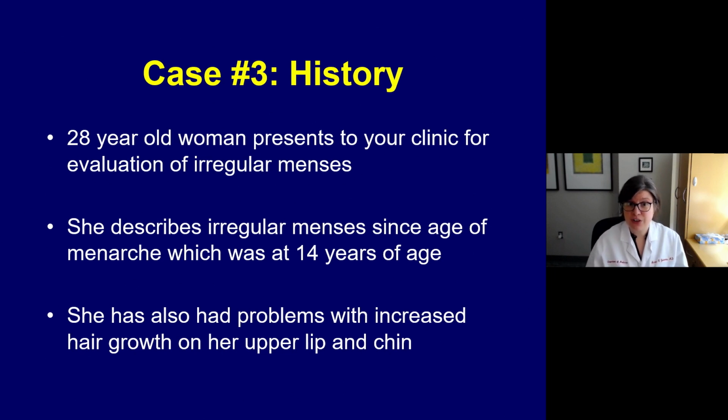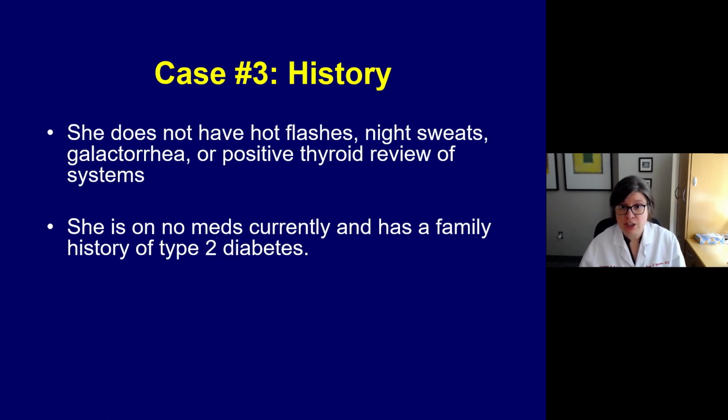So now I'm going to move on to the third case, which is extremely common in practice, and we can talk a little bit about diagnosis and management. This is a 28-year-old woman who presents to your clinic for evaluation of irregular menses, and she describes irregular menses since the age of menarche, which was 14 years of age. She's also had problems with terminal hair growth, with increased hair growth on her upper lip and chin. She has no hot flashes, night sweats, galactorrhea, or positive thyroid review of systems. She's on no meds currently, and she has a family history of type 2 diabetes.